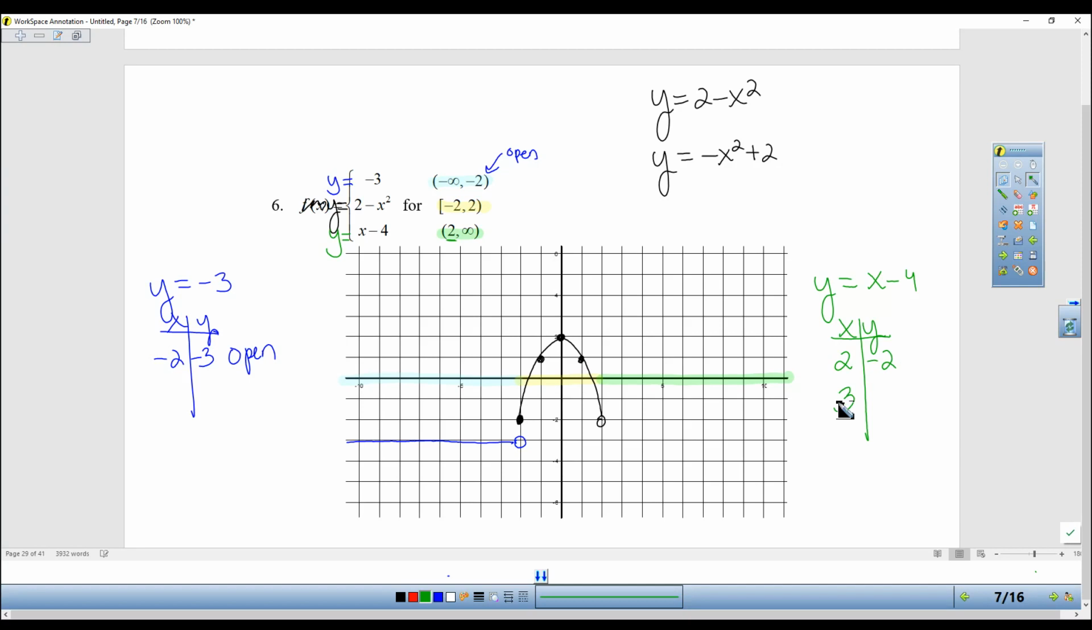And I would probably do one more point to make sure you do the slope in the correct direction, which people tend to mess up on the piecewise. So 2, negative 2 is in the exact same spot, but it's also open. So it's going to be open, open. This is going to stay an open circle. And then 3, negative 1. And I can see it has a slope of 1, so I'm just going to go ahead and draw the rest of it.